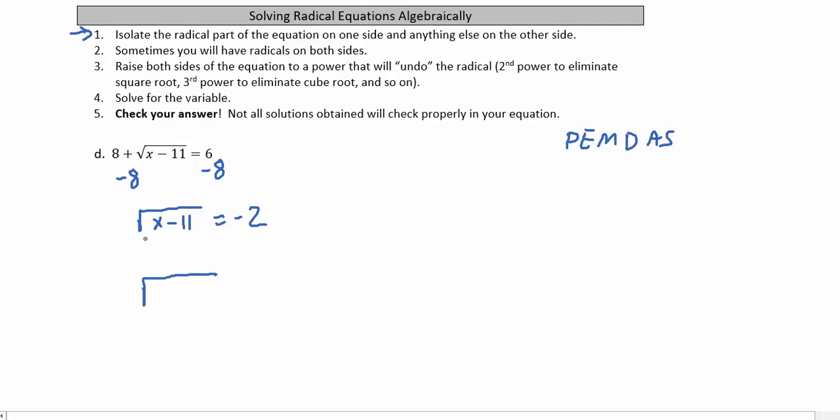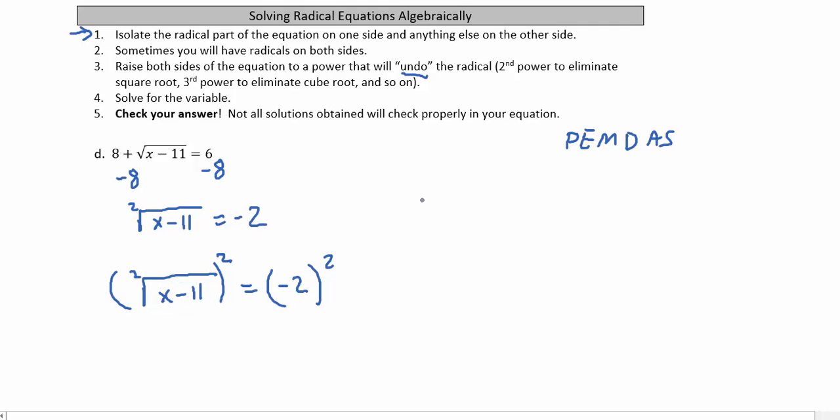Just like before, since the index on a square root is a 2, it's the only radical for which we do not write the index. I will raise both sides of the equation to a power of 2 because roots and powers do undo each other as long as they are the same number. This is a root of 2 and this is a power of 2. They will simplify out, leaving me with just the radicand, which is the stuff under the radical, x minus 11.